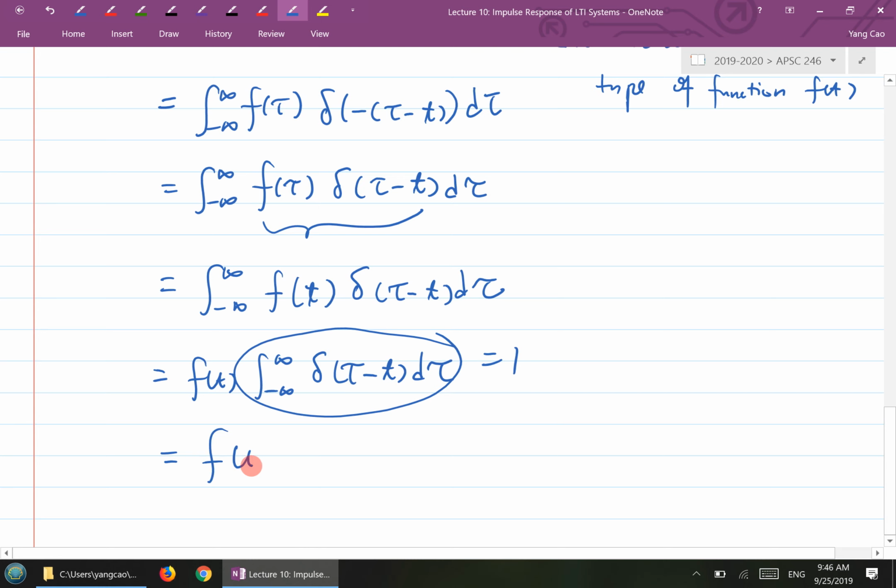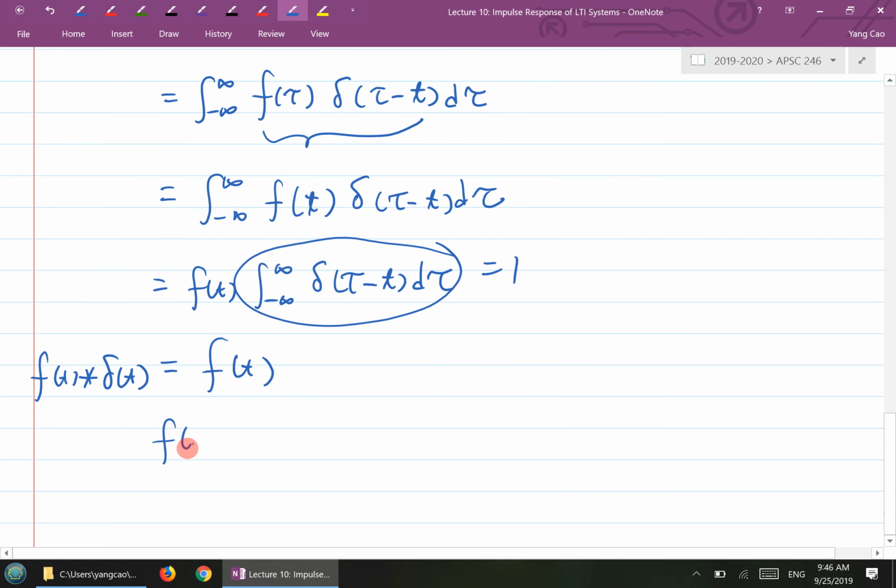So in total, you get f of t here. So basically, when you are convolving any function with the impulse function delta t, you get f of t. You get back this function f of t, like nothing happens, right?